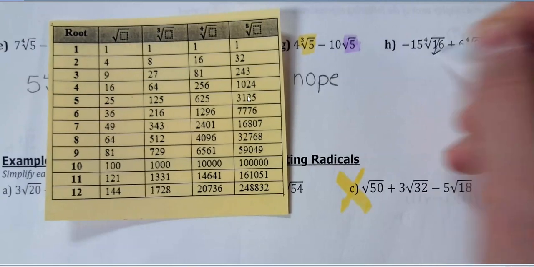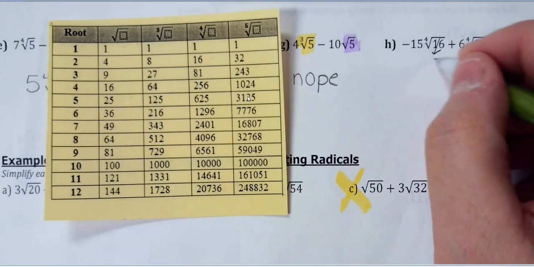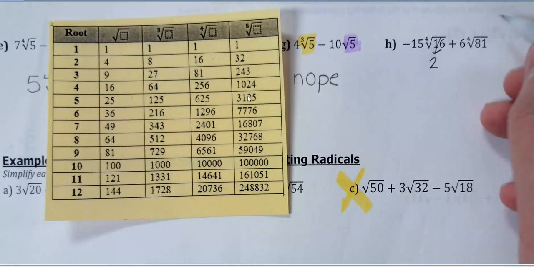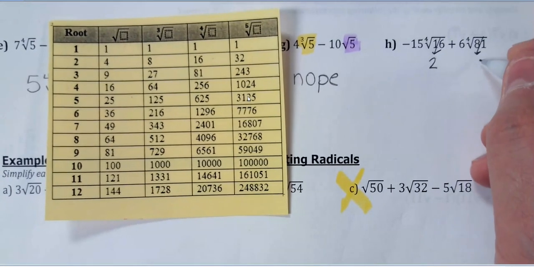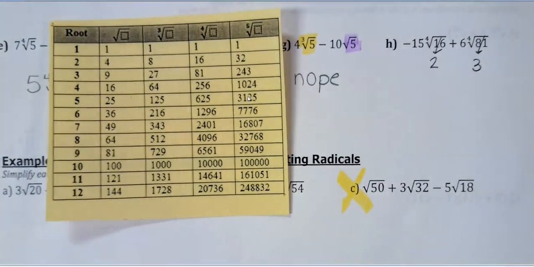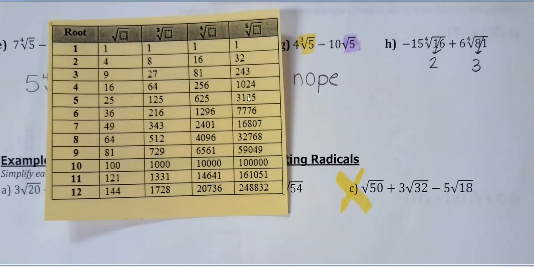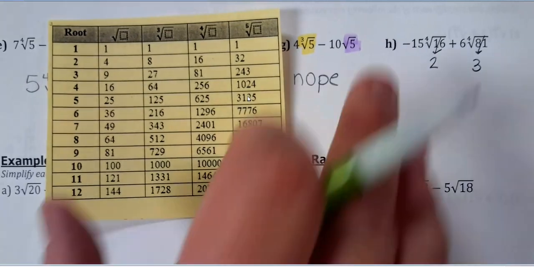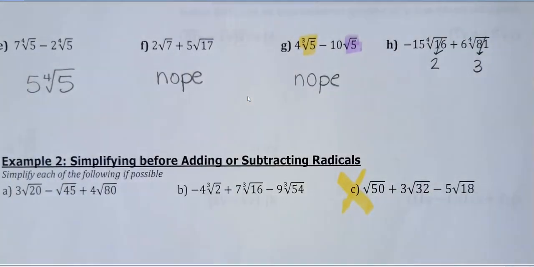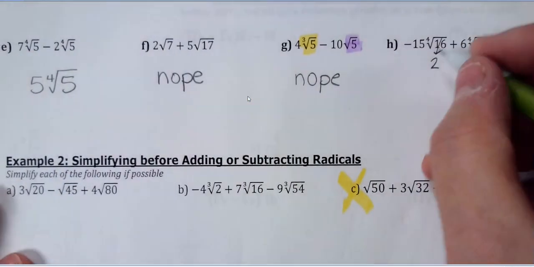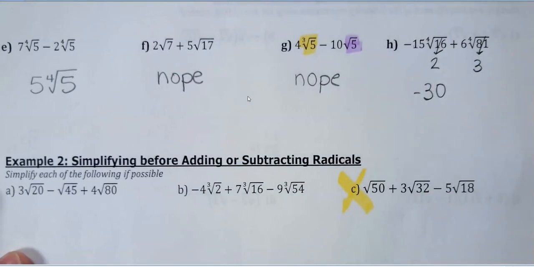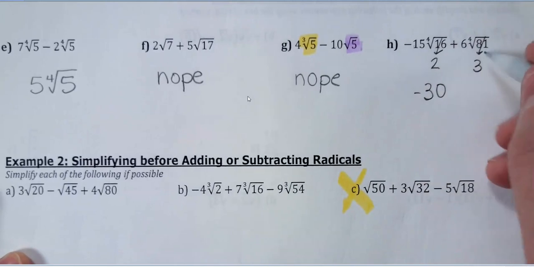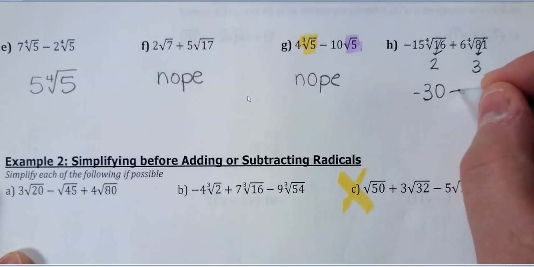So the fourth root of 16, it's the second number down. So the fourth root of 16 is 4. And 81 is the third number down. So the fourth root of 81 is 3. Anything you take out, if there's something already in front, which both of these terms have, you multiply them together. So that first term is really just negative 15 times 2, which is negative 30. And the second term is really just 6 times 3, which is 18.